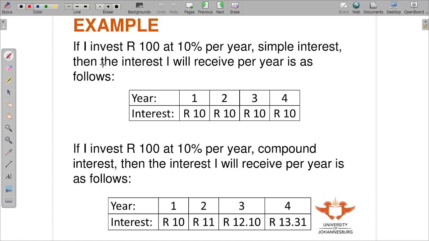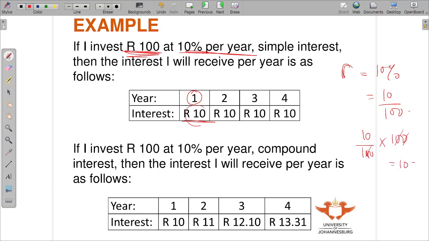Okay, for example, if we invest 100 Rand at 10% per year at a simple interest, then the interest we will receive per year is as follows. In the first year, the interest will be 10 because the rate equals 10%. So 10% is simply 10 over 100. If I find 10% of 100, that will be 10 over 100 multiplied by 100, which equals 10.